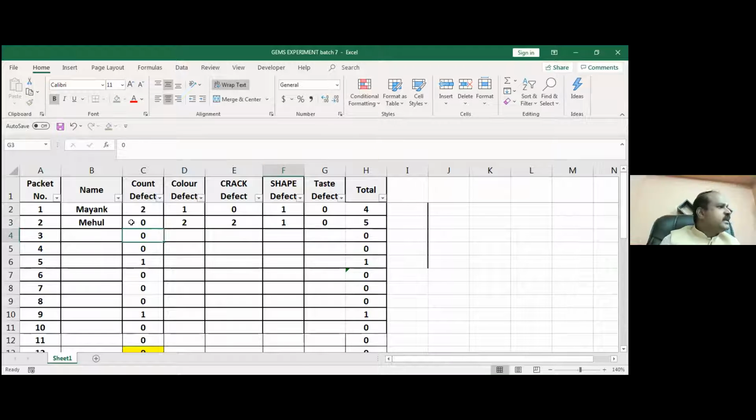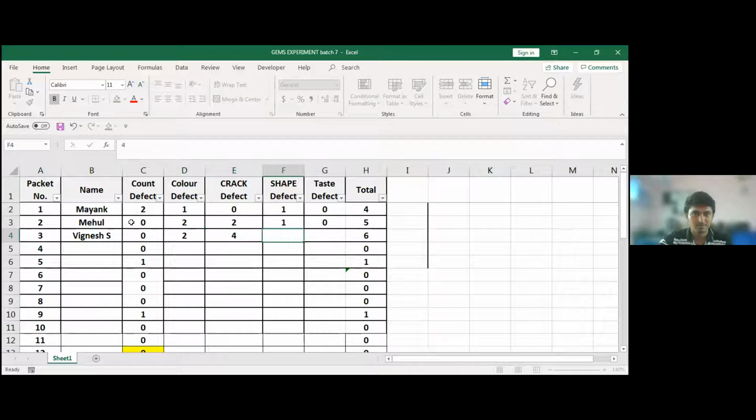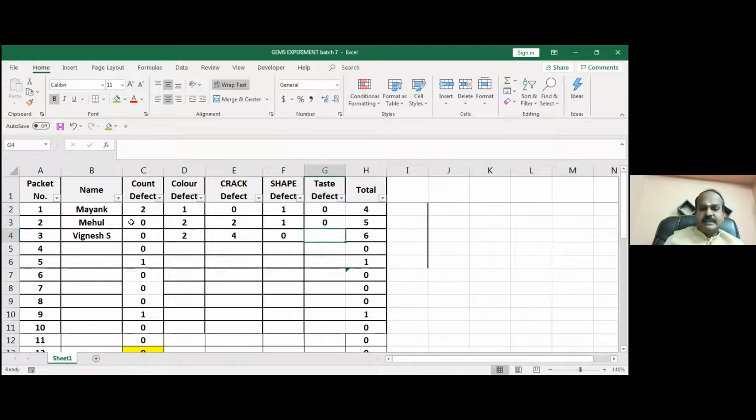Then Vignesh. Count? Count is all 10. Okay, count is 0. Color, you just tell me the number like this, 0, 2, 2, 1, 0. Color is 2. Okay, crack. Crack is 4. Okay, then shape 0. Taste 0.